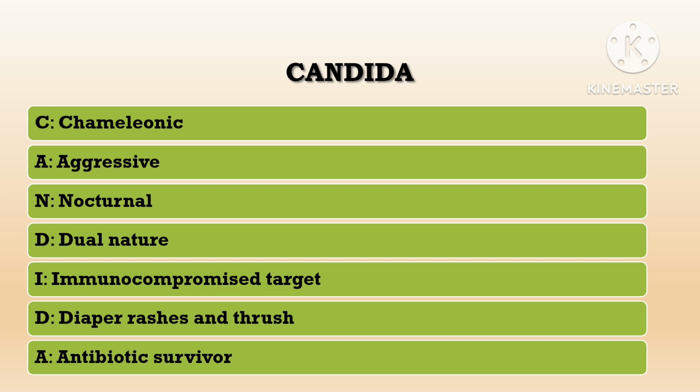A stands for aggressive. As we have already talked, it can invade the deeper tissues and cause a systemic infection when the defenses are down. N stands for nocturnal. It often flares up in hidden and moist areas of the body, especially during periods of low immunity. D stands for the dual nature. It lives harmlessly in the body but can switch to pathogenic in immunocompromised patients. I stands for the immunocompromised target: diaper rashes or thrush. A stands for the antibiotic survivor.